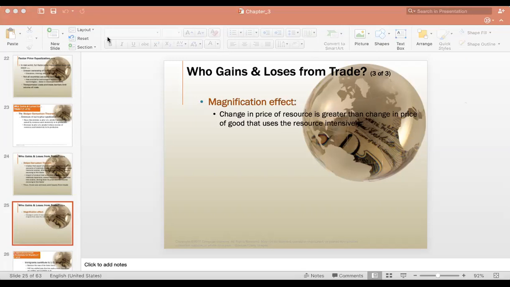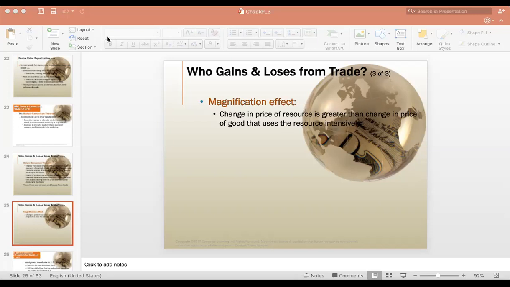This could also work in reverse. Let's look at the price of textiles for the US. Textile is the imported good. So let's say the price of textiles after trade goes down by 5%. We know that textile is labor intensive. Therefore, when the price of textiles goes down by 5%, the price of labor, which is intensively used in the production of textiles, will go down by more than 5%. That's basically what the magnification effect is.